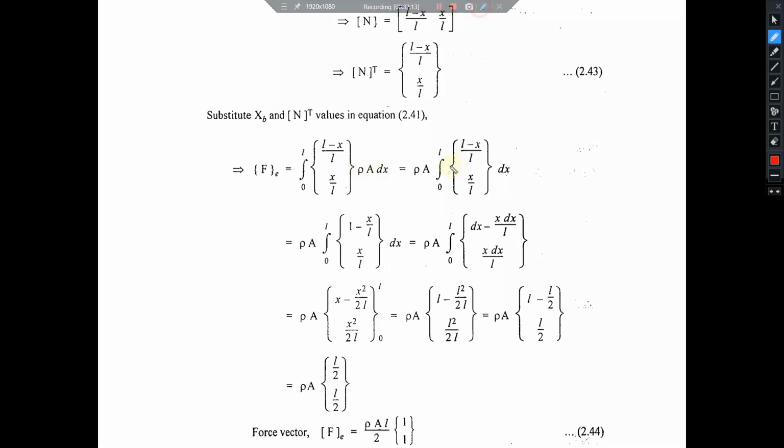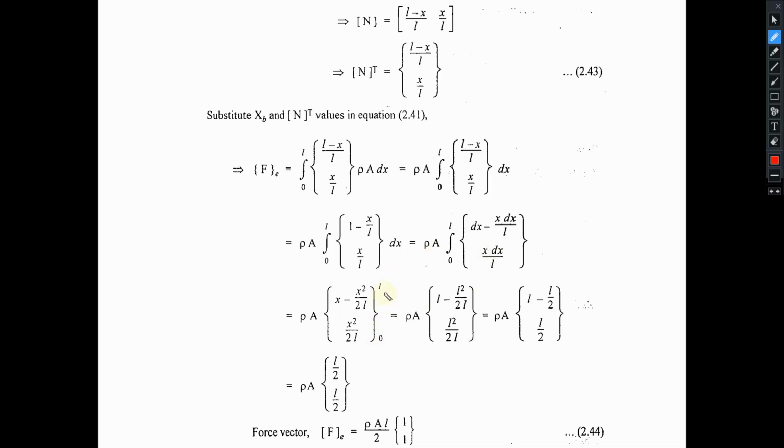So we get the value rho a into integral varying from 0 to L, from 0 to the entire length of the element, of L minus x by L and x by L dx. We took rho a outside. Rho a into integral 0 to L of 1 minus x by L and x by L into dx. Now we multiply dx inside, that is dx minus x by L into dx and x dx by L. Now we integrate these terms. The integral of dx is x. So x minus x square by 2L, and the integral of x is x square by 2, so x square by 2L, varying from 0 to L. When the integration is complete, we get this.